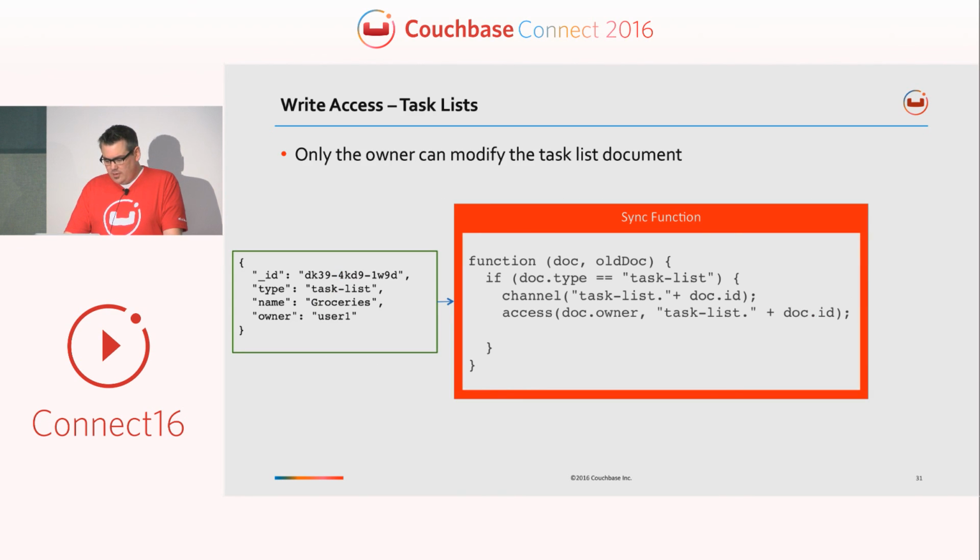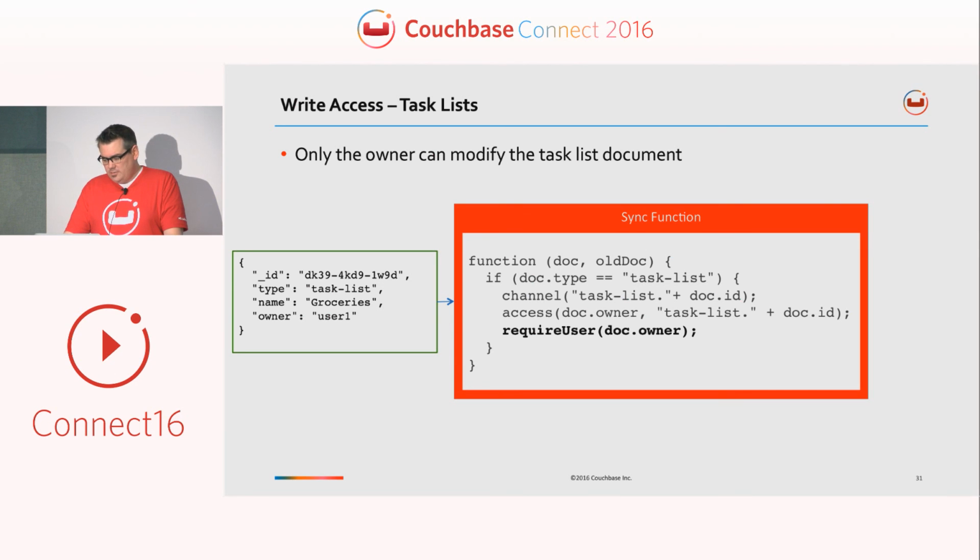So let's look at our task list document. For our task list document, the only person we want to be able to modify this document is the owner. Remember, the tasks, which can get added by other users, are actually being stored as their own document. So for the list itself, we only want the owner to be able to change it. So we'll add some write security to say only the user is allowed to modify this document.